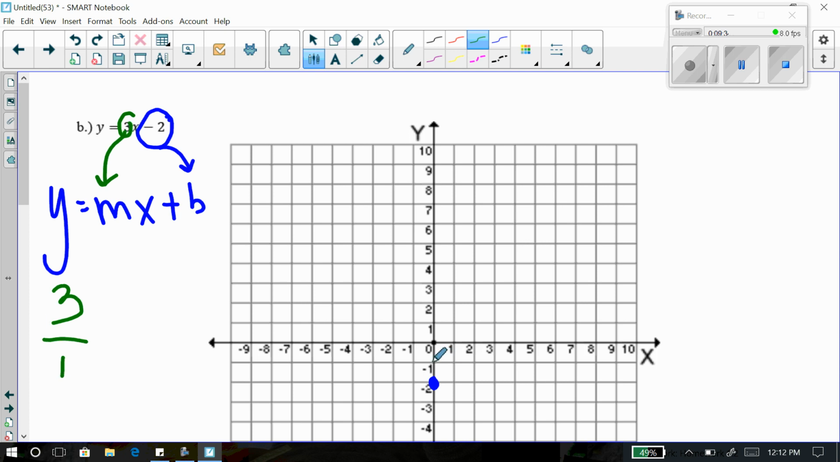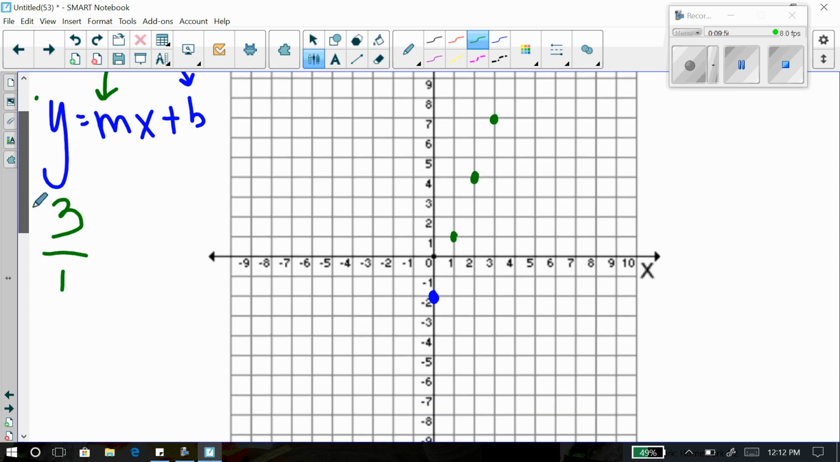So up 3, 1, 2, 3 over 1. Up 1, 2, 3 over 1. Up 1, 2, 3 over 1. Up 1, 2, 3. I know you're probably like, oh my goodness, that's annoying. Now we're going to go in the opposite direction. And again, 1, 2, 3 over 1. I'm going to connect it with a straight edge.